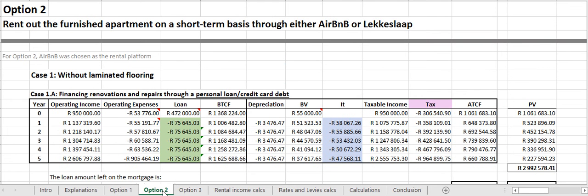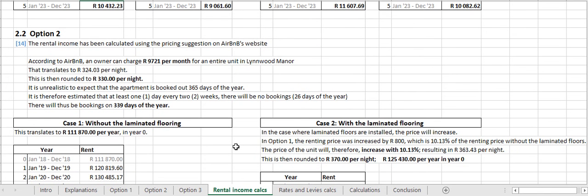The same was done for option 2 with the same assumptions, but now furnishing the apartment as well as the service cost of hosting on Airbnb is included in the expenses. The rental income for option 2 was calculated based on rates given by Airbnb on how much hosts can expect to make on their apartments. An assumption was also made that by leasing an apartment on short-term leases, you cannot expect to be fully booked right through the year. Therefore, it was assumed that the apartment would not be booked for at least 1 day every 2 weeks.